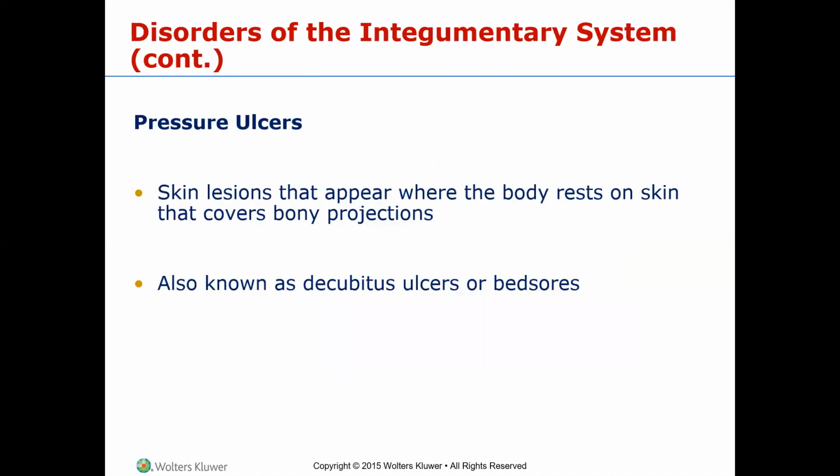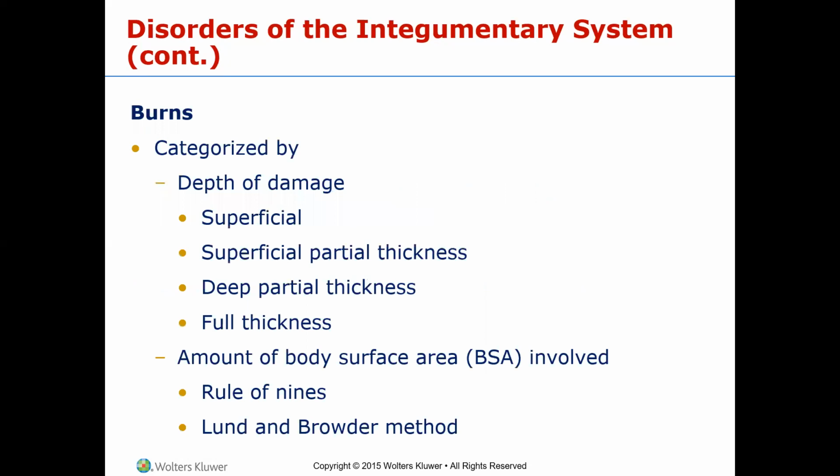Pressure ulcers are skin lesions that appear where the body rests, where the skin is resting and there's little activity. You find these with individuals that are bedridden, and they're not very active. They are sedentary. It can go down to the dermal layer, and sometimes if it's very severe, it will penetrate down to the bone. So they are also known as decubitus ulcers or bed sores.